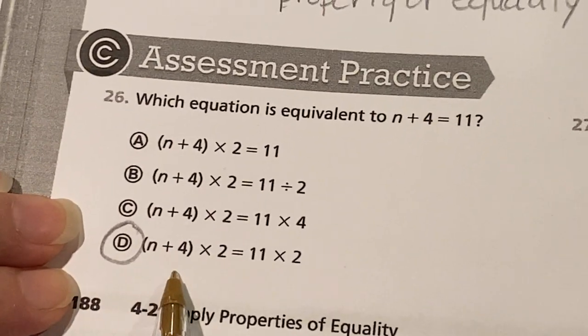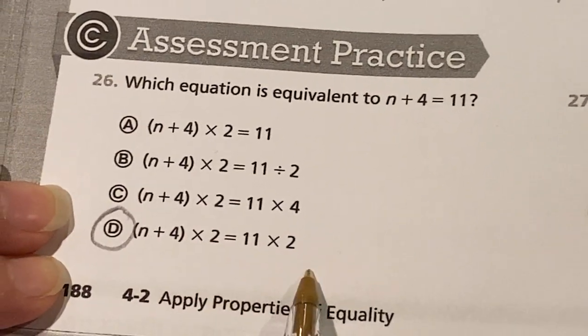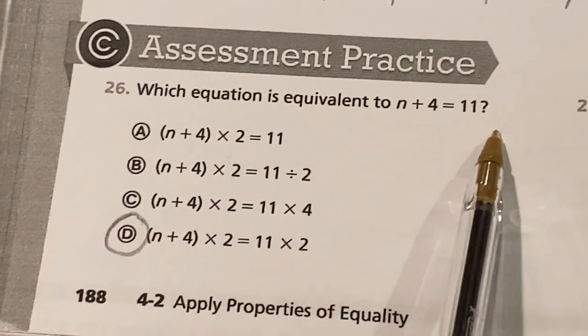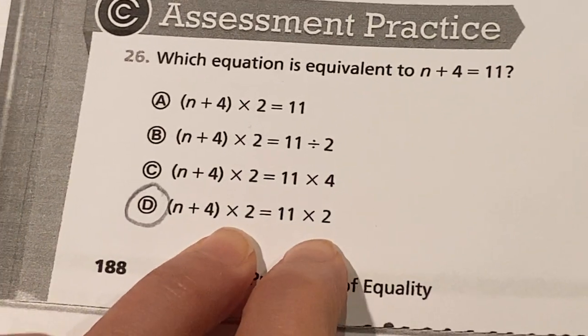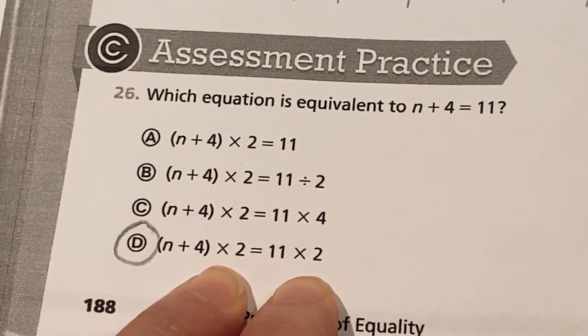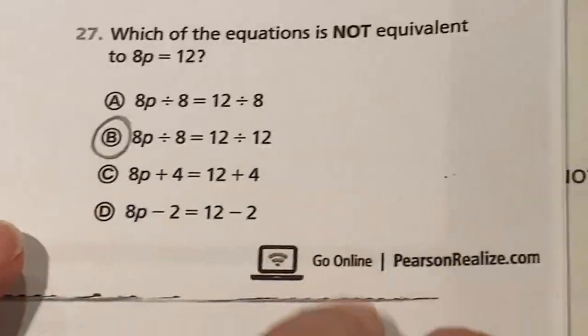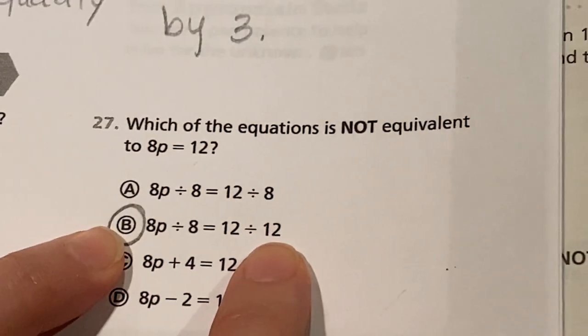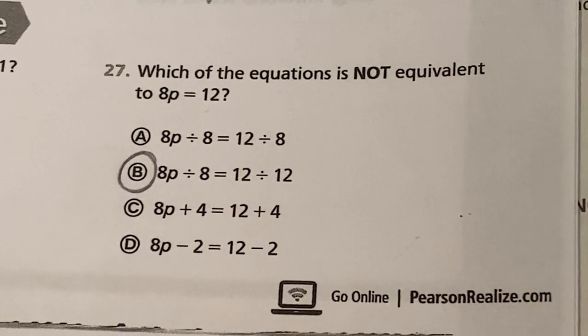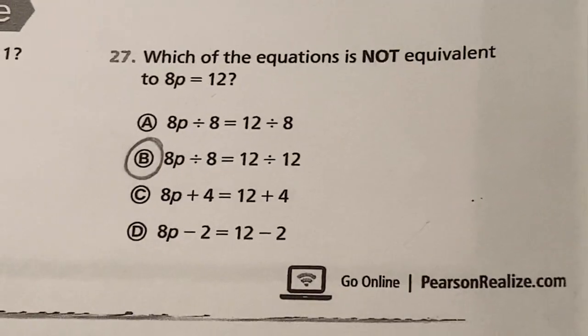D. N plus 4 times 2 equals 11 times 2 is equivalent to n plus 4 equals 11. And you can see why: they were changed in exactly the same way by the same amount. So they're going to be equivalent. And for number 27, letter B, this is not equivalent. Okay? All right, let's take a look at page 189.